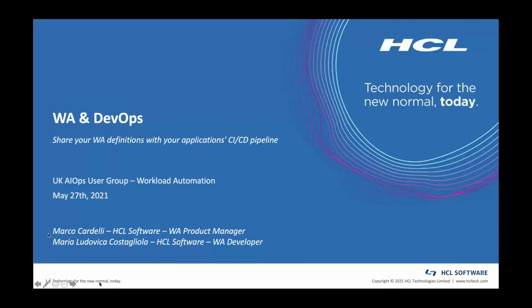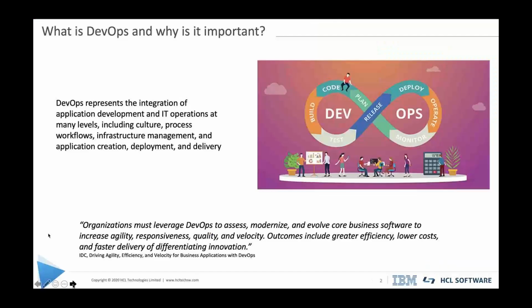So we're going to talk today about one topic that is quite important for workload automation definitions and how application developers are working with the product. In general, we believe that DevOps is a very important topic also for workload automation, but it is a very important topic in general, because it's a way for IT operations and developers to integrate in many different ways.